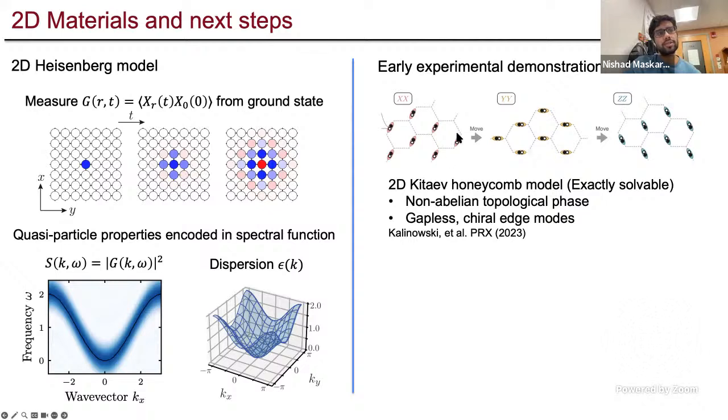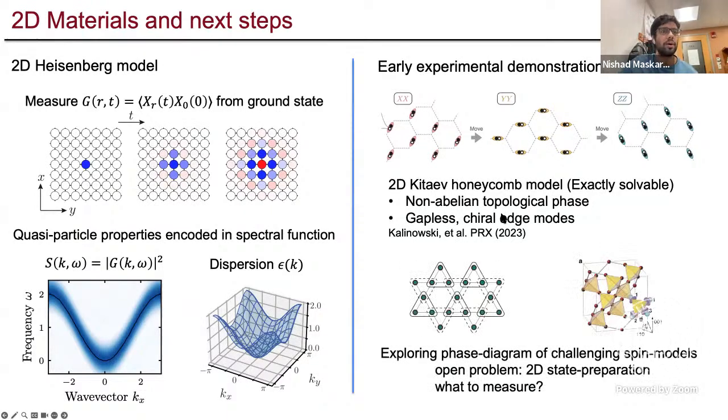Here we're also interested in trying some early experimental demonstrations on a model for the 2D Kitaev honeycomb. We have a recent theoretical paper where we flesh out the proposal in more detail for this Kitaev honeycomb. It has some cool properties such as gapless chiral edge modes, which we hope to maybe be able to probe. And in the longer run, we're also interested in understanding this tool as a way of exploring things like the phase diagram of complicated and challenging spin models.